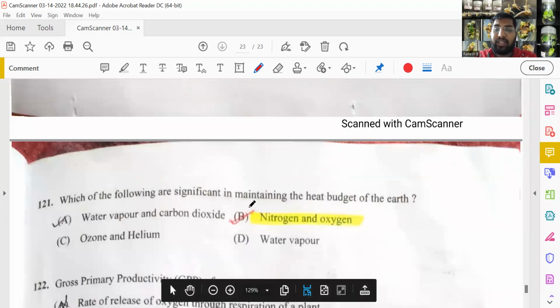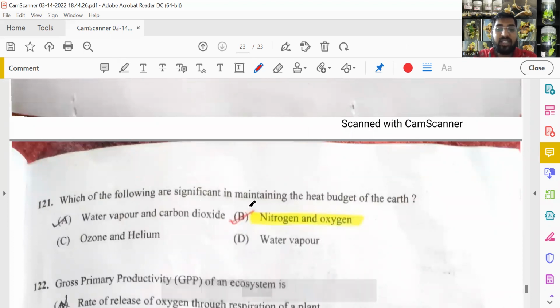Which of the following are significant in maintaining the heat budget of the earth? It is nitrogen and oxygen, because they trap the heat and they help in the radiation and all. So that is why it is saying that nitrogen and oxygen help in maintaining the heat budget of the earth.